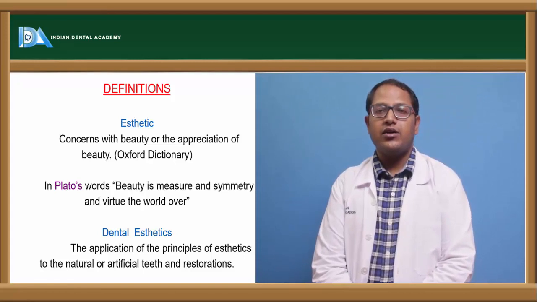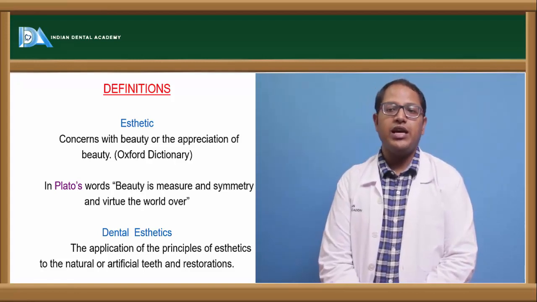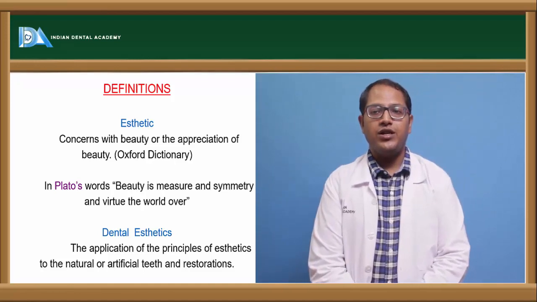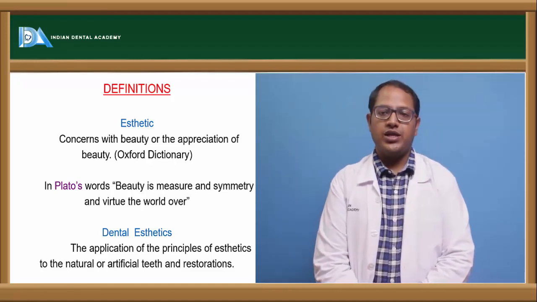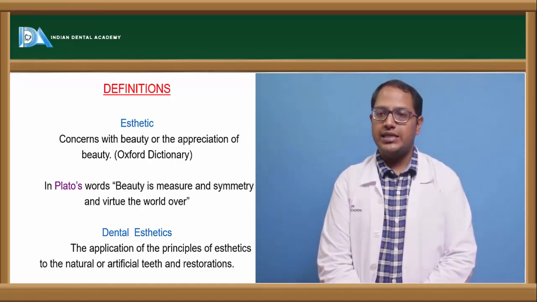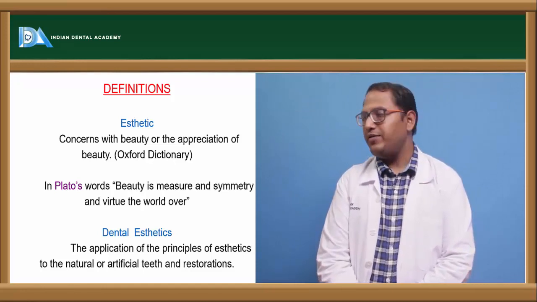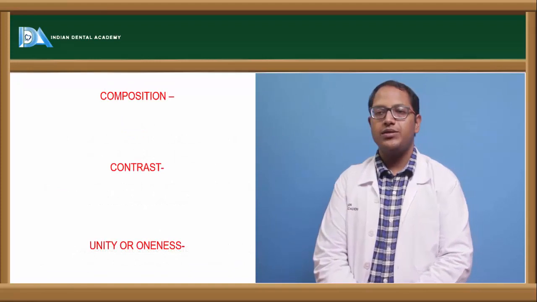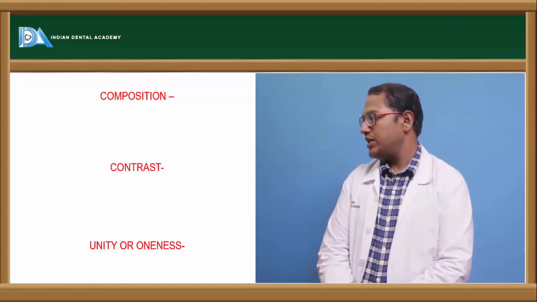Dental aesthetics, according to GPT, is the application of the principles of aesthetics to the natural or artificial teeth and restorations. Now we have classified it into different components: composition, contrast, unity. We'll see one by one what it is.